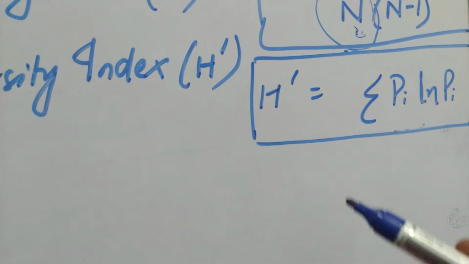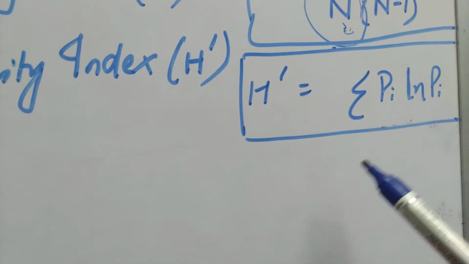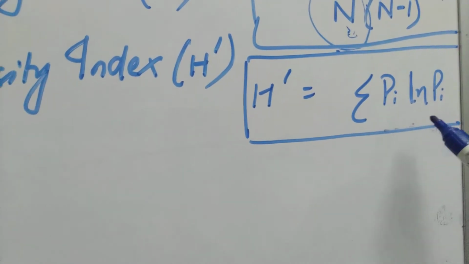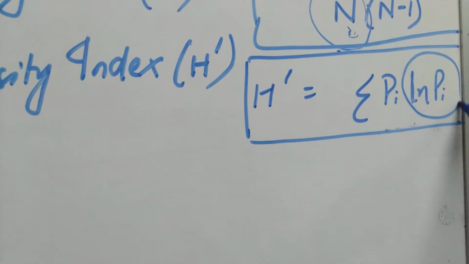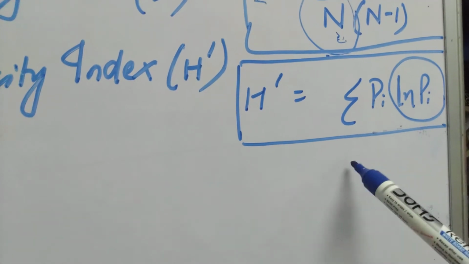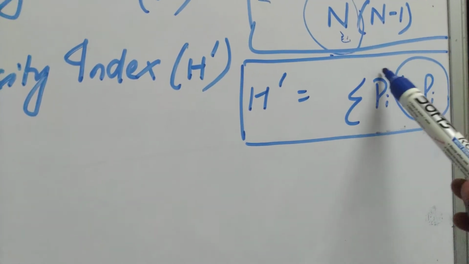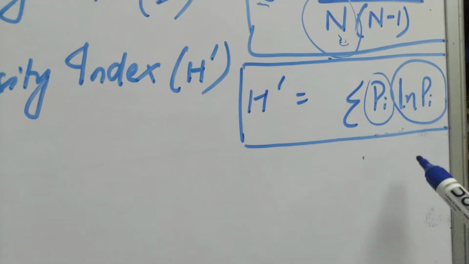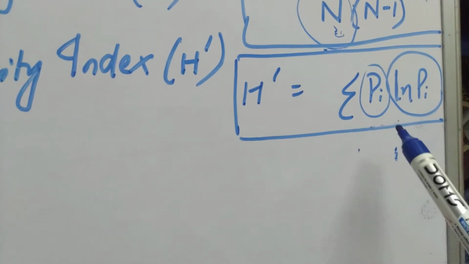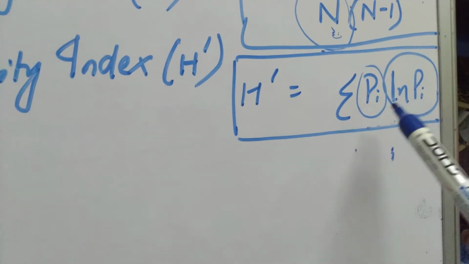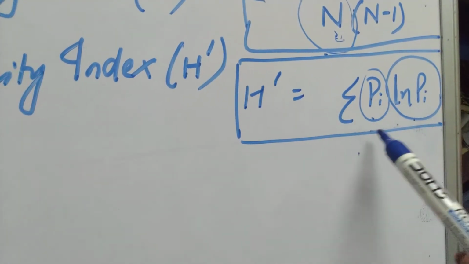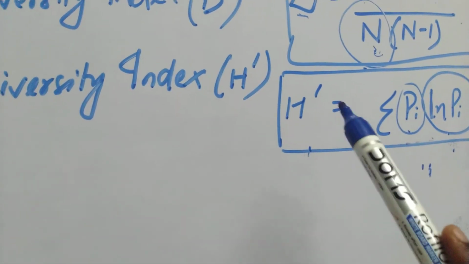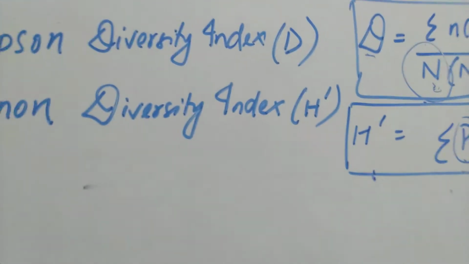So the formula for H', that is the Shannon diversity index, is the summation of pi ln pi. You don't have to worry about this ln pi, because the value would be given there, like whatever would be a calculated value of your p, the ln value of those pi would be given in the question itself. Don't worry about it. You just have to find out the multiplication of pi and ln pi, and then the summation out of that would be your H', that is the Shannon diversity index.